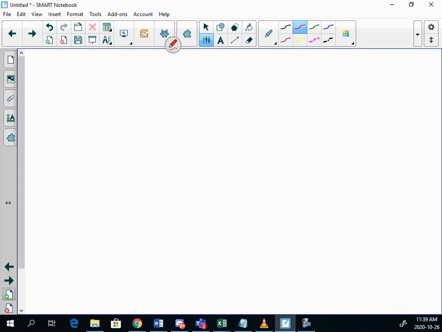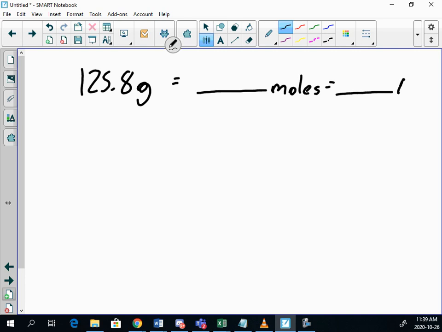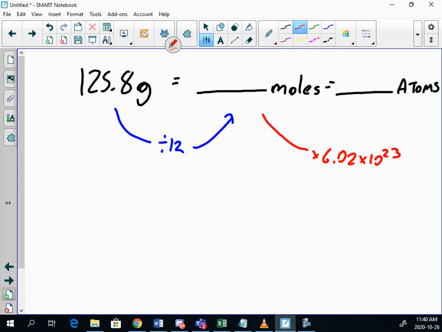And then finally, for the last one, we have 125.8 grams of carbon-12. That's equal to some number of moles, which in turn is equal to some number of atoms. How are we going to determine that? Well, we're going to divide by 12, because each group of 12 grams represents 1 mole. And then we're going to multiply that result by 6.02 times 10 to the 23, because that's how many atoms there are in each mole.